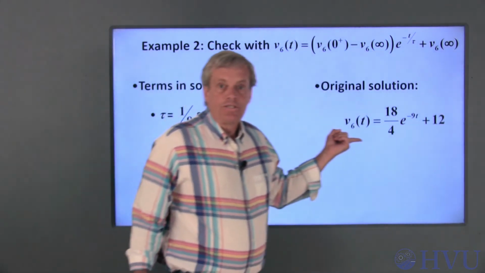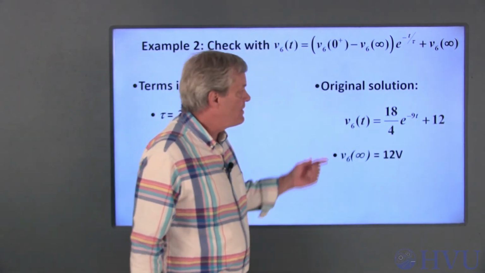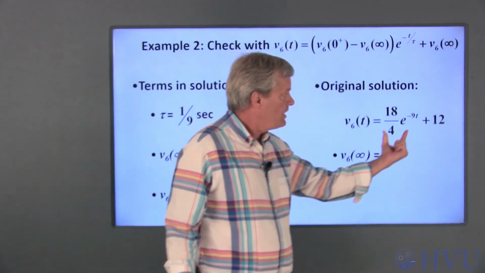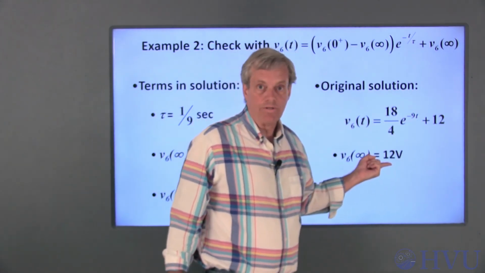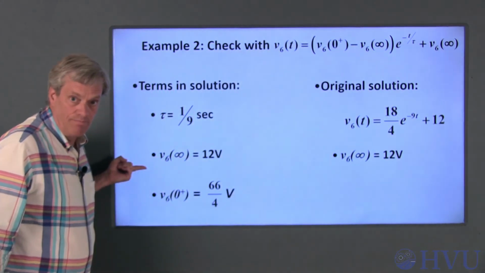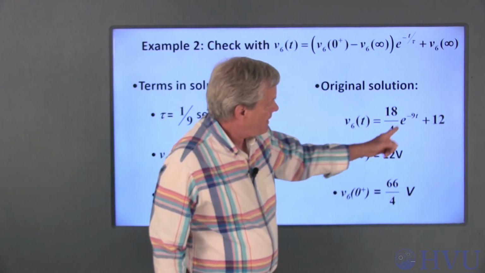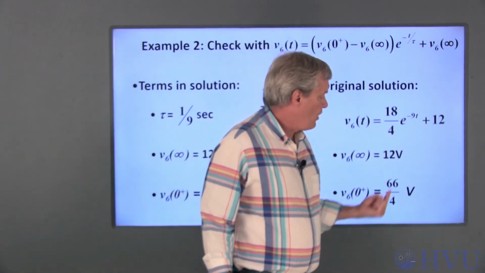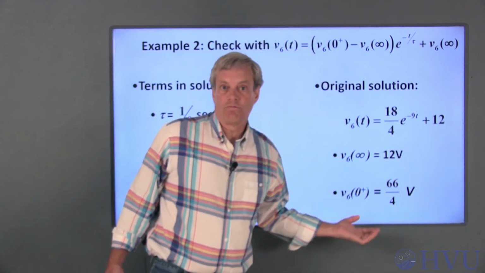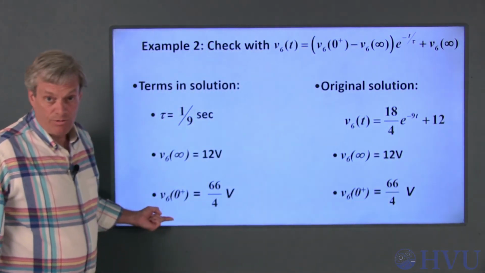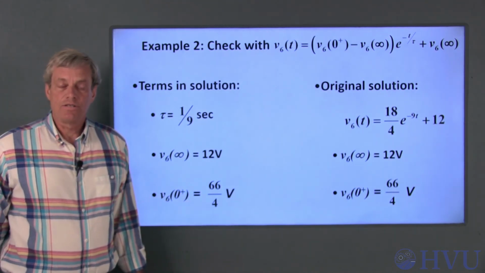This is the original solution of V6 of t that I obtained using the inductor current. If I evaluate this equation as time goes to infinity, e to the minus infinity becomes 0, and this is just 12 volts, which agrees with this solution. If I evaluate this equation at t equals 0 plus, e to the minus 9t becomes 1, and this becomes 18 over 4 plus 12, which is 66 over 4 volts, which also agrees with our other result. Since my two approaches agree, I can be really confident that this solution is correct.